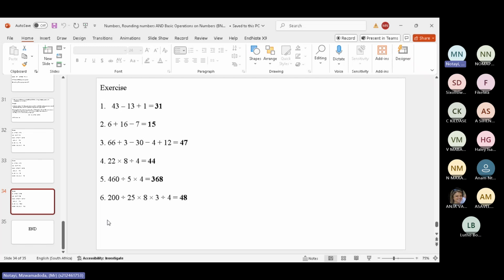And then number 4 is only multiplication and division. So obviously we operate from left to right. We start with multiplication and then we go to division. Number 5 as well, division and multiplication. So we first deal with the division and then go to the multiplication.